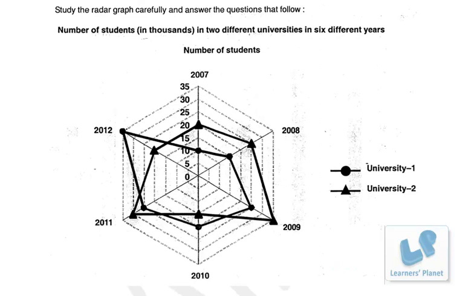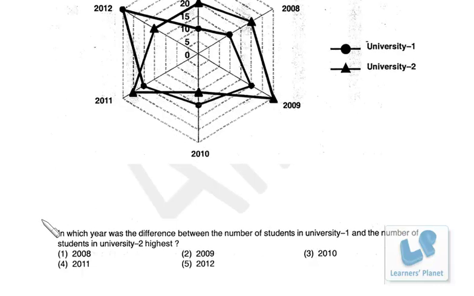Study the radar graph carefully and answer the questions that follow. Number of students in 1000 in 2 different universities in 6 different years. Here they are speaking about 2007 to 2012, right? 7, 8, 9, 10, 11, 12. So 6 different years and 2 different universities. And all the number of students given over here is in thousands, right? So let's take the first question.